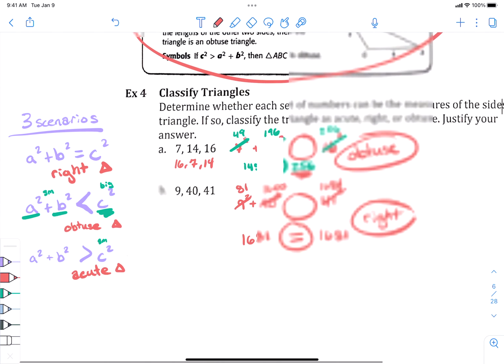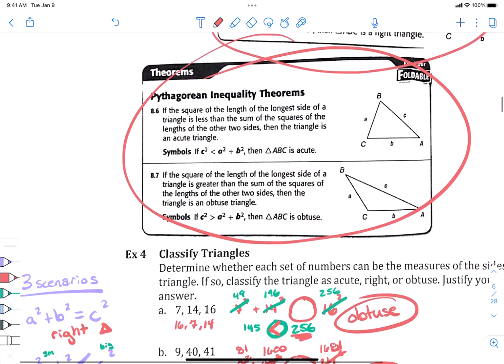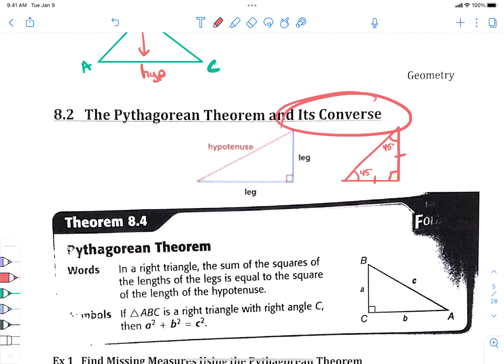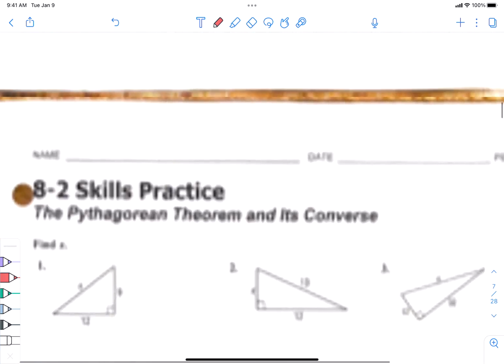So the Pythagorean theorem doesn't just work for right triangles. You can use that to figure out what type of triangle it is. And that is called the Pythagorean theorem converse. That was the title here. And it's converse. It's kind of looking at it backwards. Like if you know the sides, which type of triangle is it? Okay, that's the converse.